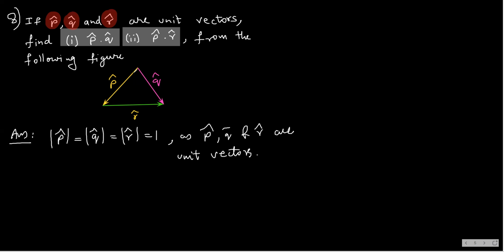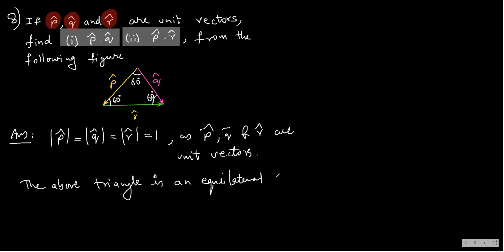So what will happen? All the three angles will be equal to each other, and each one of them will be equal to 60 degrees. Okay. So the next step I write here is, the above triangle is an equilateral triangle.